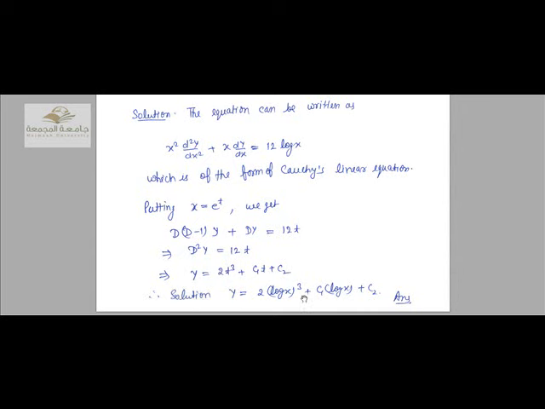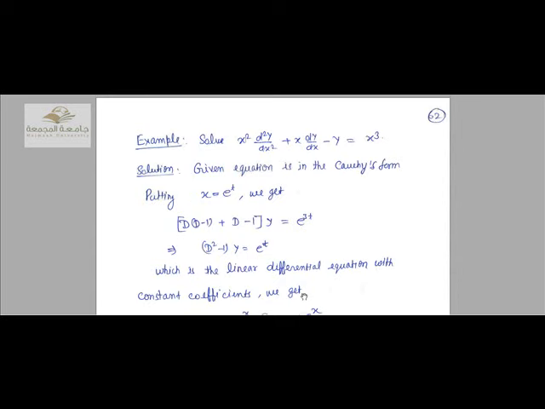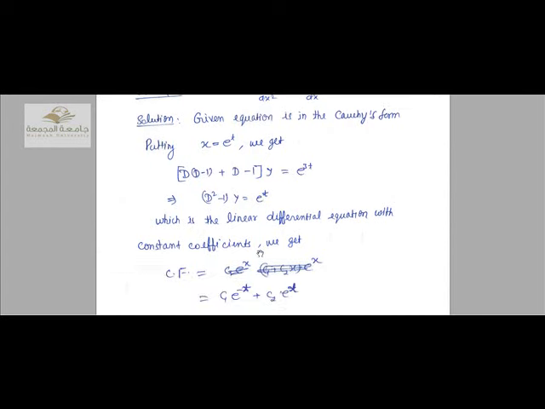Now second example, solve x square d2y over dx2 plus x dy by dx minus y is equal to x cube. The given equation is in the Cauchy's form. Putting x is equal to e to the power t, we get D(D minus 1) plus D minus 1 y is equal to e to the power 3t, implies (D square minus 1) y is equal to e to the power 3t, which is the linear differential equation with constant coefficients.